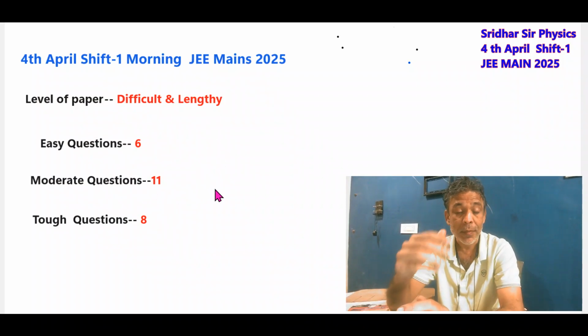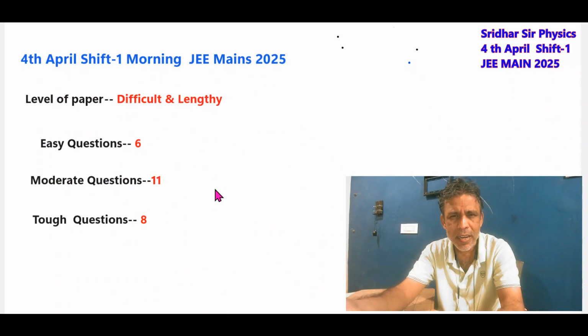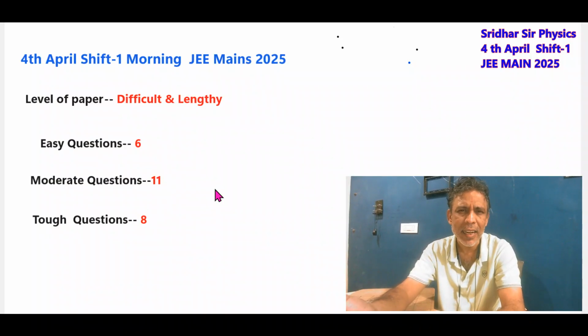Then what about those who attempted this shift one? Sir, the score will be low, but the percentile will be high. There will be a moderation also. Those who are preparing for 7th and 8th April, these questions will not get repeated. Fine. Then what is the strategy?